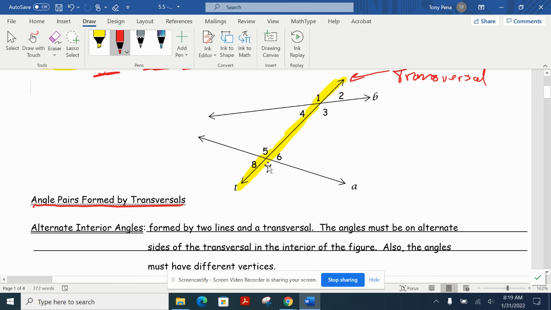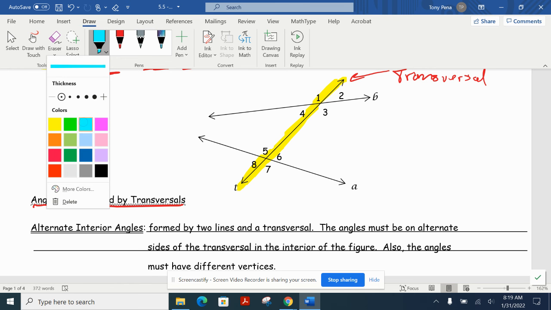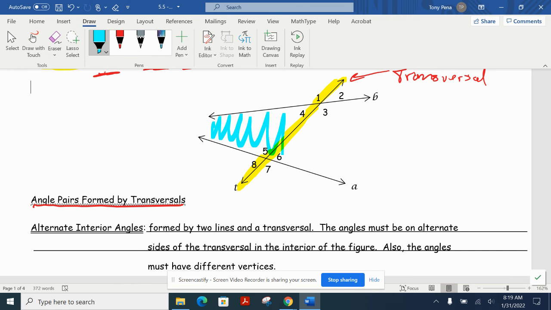All right, the next thing, it says alternate interior angles are formed by two lines and a transversal. Well, that's what we have up here. We have line A, line B, and then our transversal. The angles must alternate sides of the transversal in the interior of the figure. Here's what that means. If this is our transversal and these are our two sides, the interior would be inside of the other two lines. So think of this as the inside part of the other two lines. That's why we're using the word interior in that definition.